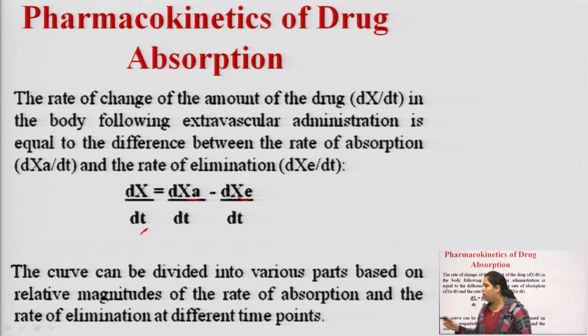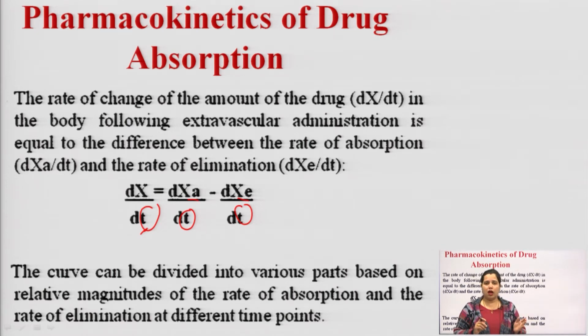That's why we always take time under every condition, because we are observing the change of amount of drug at a particular time. When we have administered the drug extravascularly, from that point of time until it gets eliminated, we always observe the value along with the time parameter. The curve can be divided into various parts based on the relative magnitudes of the rate of absorption and the rate of elimination at different points.